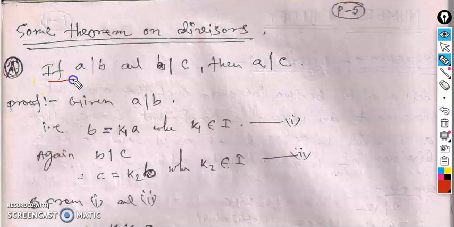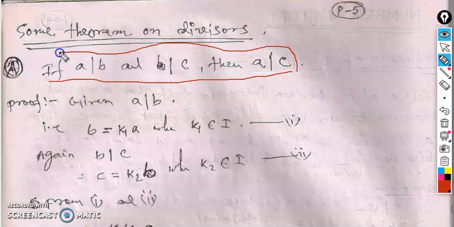It says if a divides b and b divides c, then a divides c. It's a transitive property. If you recall the rules of reflexive, symmetric and transitive relations, the divisibility relation is a transitive relation, because a transitive relation is such a relation where a satisfies with b, b satisfies with c, and in that case a should satisfy with c. Here divisibility is your relation. It says that if a divides b and b divides c, then a should divide c.